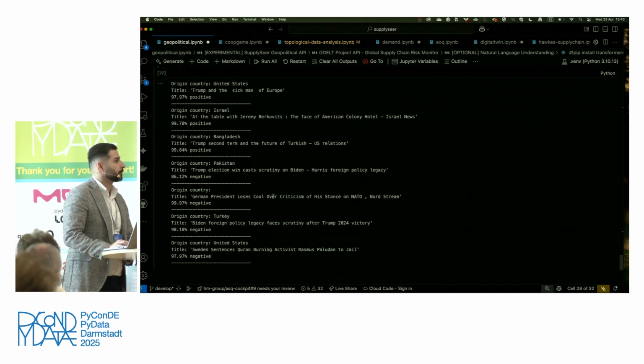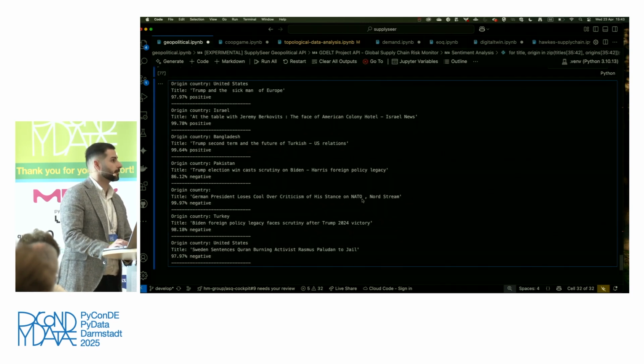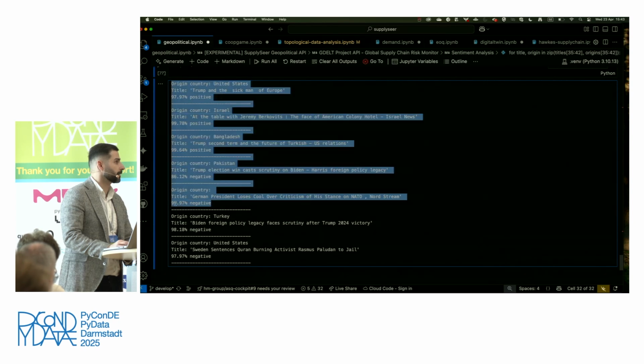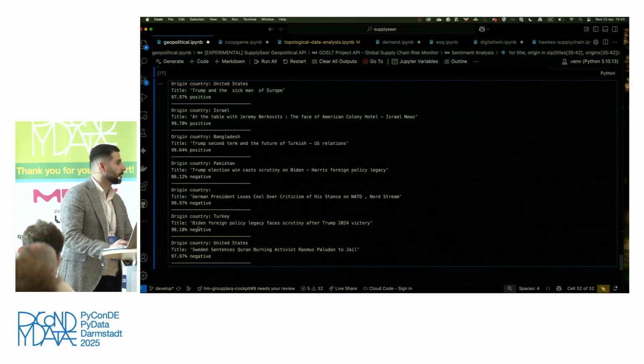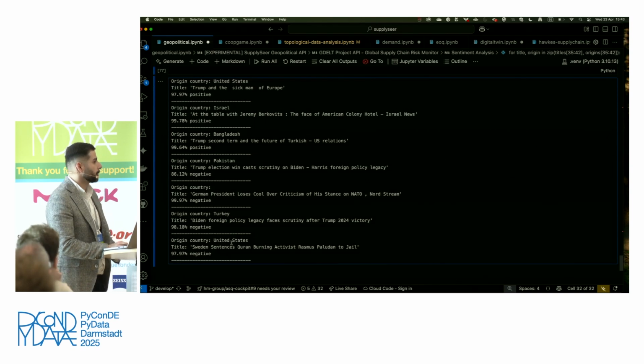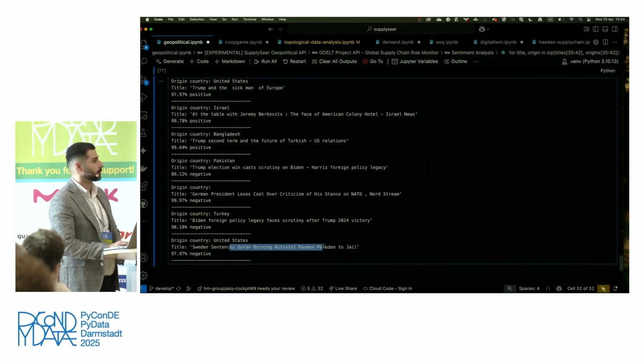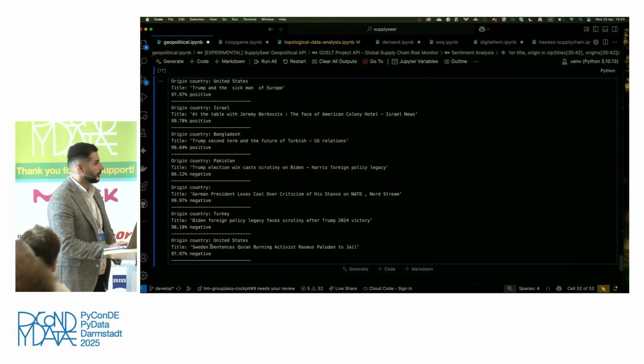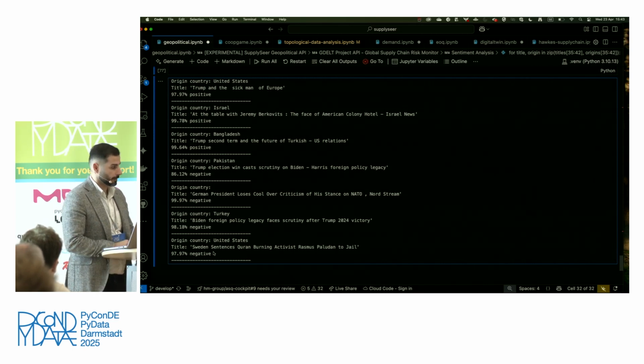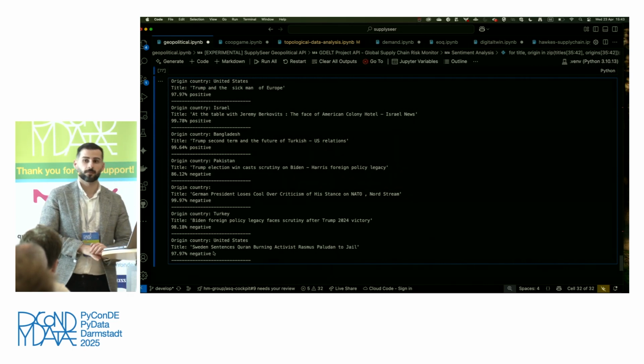German president loses cool over criticism of his stance on NATO, Nord Stream. 100% negative, almost, yeah. Biden foreign policy legacy, so this is old, by the way. Sweden sentences Quran burning activist Rasmus Paludan to jail, negative. But I think if we have an LLM here, it's probably extracting much better, yeah.